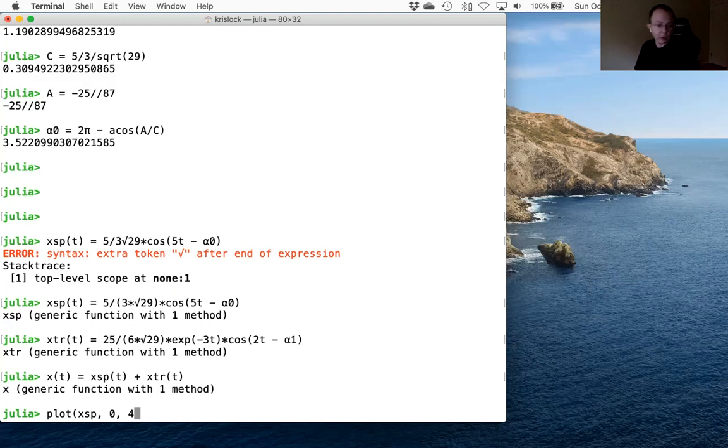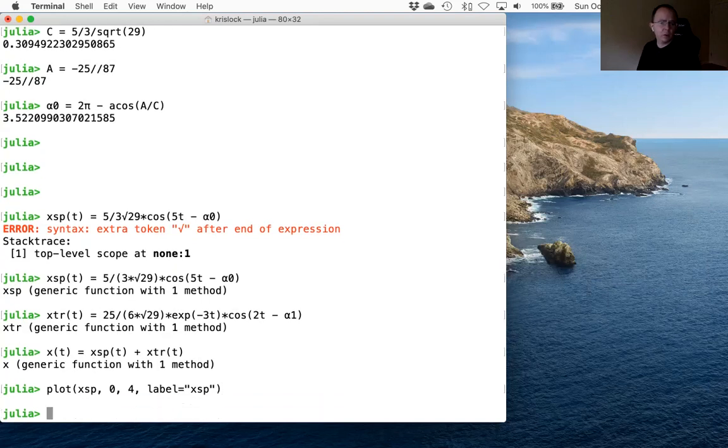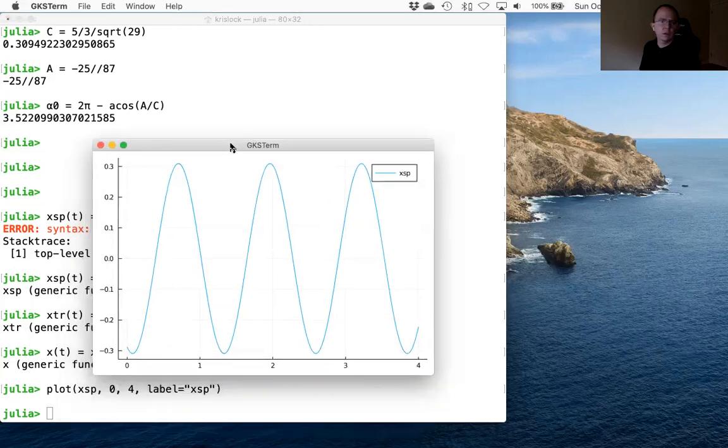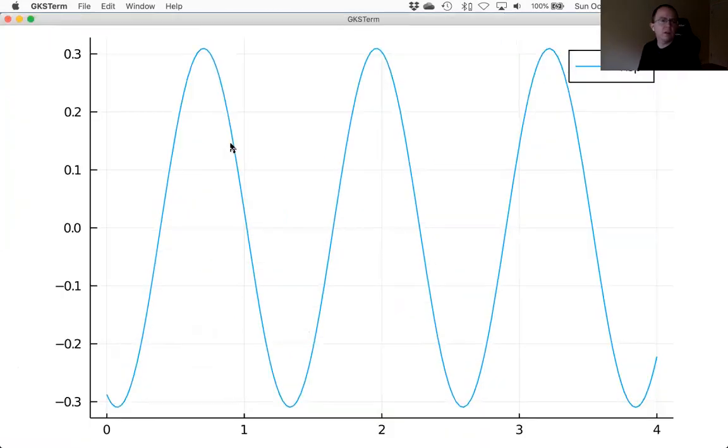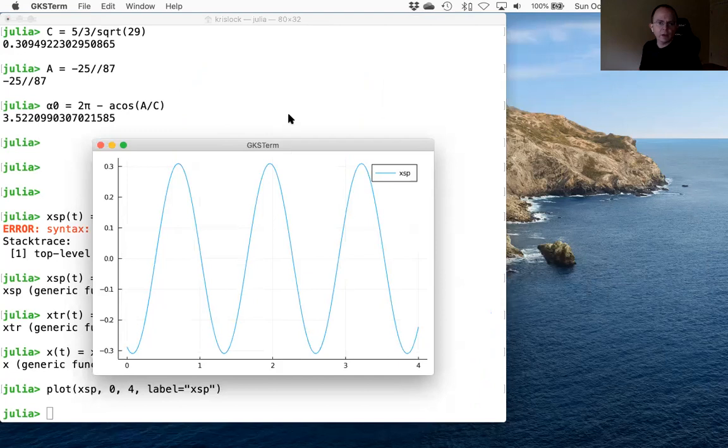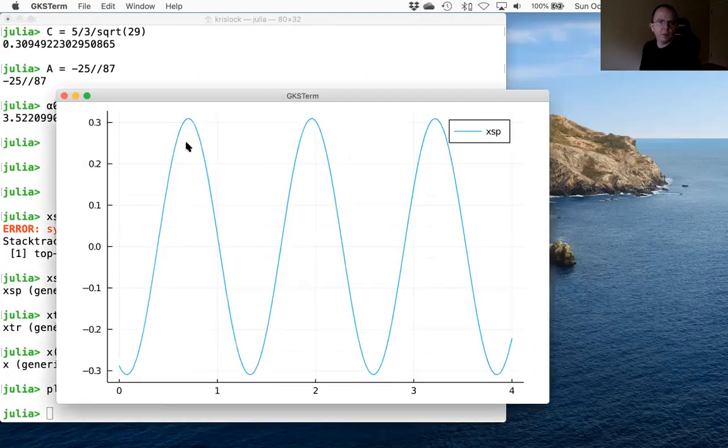So go to like four seconds. And then the label for this is going to be XSP, so the steady periodic solution. Okay, so let's plot that. Let's see how that goes. Okay, so there it is. There's our steady periodic solution. And maybe I'll keep this big.